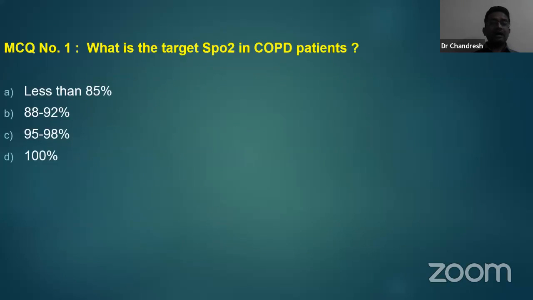Next, let's start our discussion with MCQs, and in between, I'm going to ask a few basic multiple choice questions. In your chat box, you can answer them, and let's see how the responses are. What is the target SpO2 in COPD patients? Though we have discussed the case, there is a particular number you are supposed to know. Either less than 85%, 88 to 92, 95 to 98, or 100%.